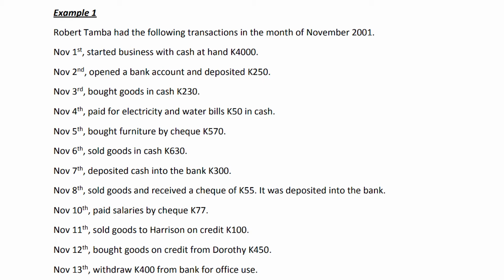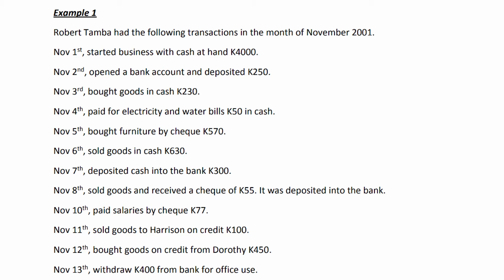Then on the 4th of November, paid for electricity and water bills amounting to 50 kwacha in cash. On the 5th of November, bought furniture by check amounting to 570 kwacha. On the 6th of November, sold goods in cash amounting to 630 kwacha. On the 7th of November, deposited cash into the bank amounting to 300 kwacha. On the 8th of November, sold goods and received a check of 55 kwacha. It was deposited into the bank. Then on the 10th of November, paid salaries by check amounting to 77 kwacha.